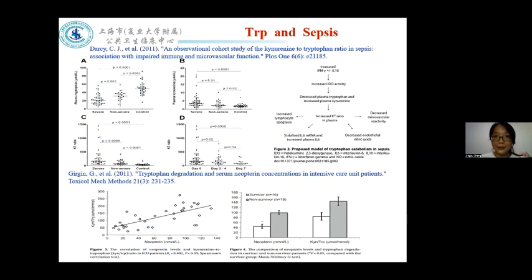It has been reported that tryptophan is decreased in non-severe sepsis patients. In severe sepsis patients, the ratio between kynurenine and tryptophan is increased in the non-survivors. Therefore, tryptophan would be a potential biomarker for sepsis monitoring.